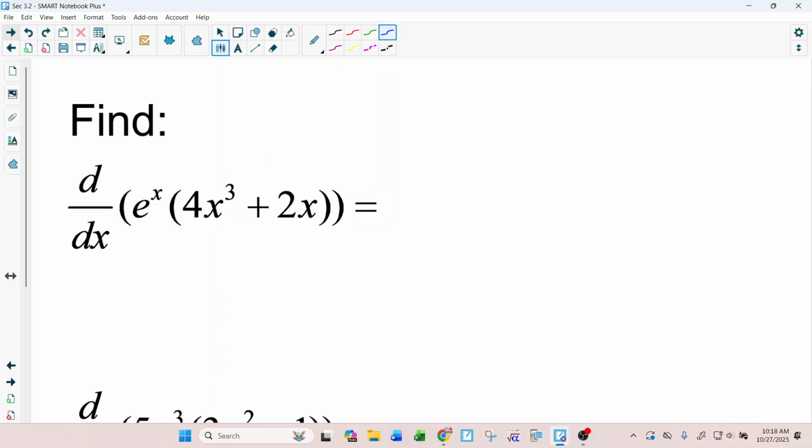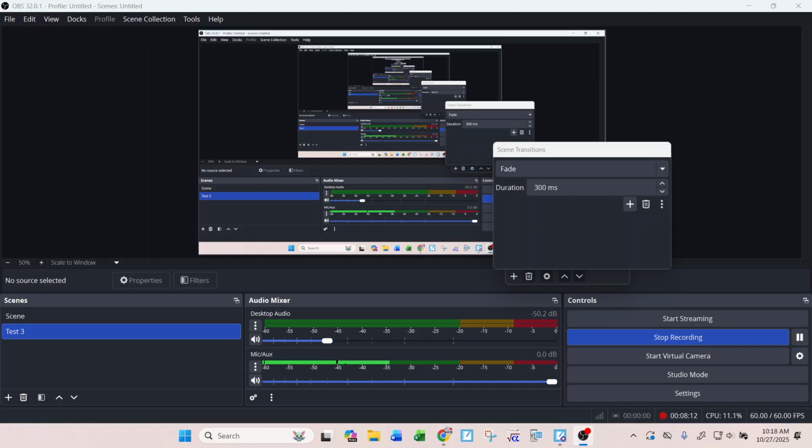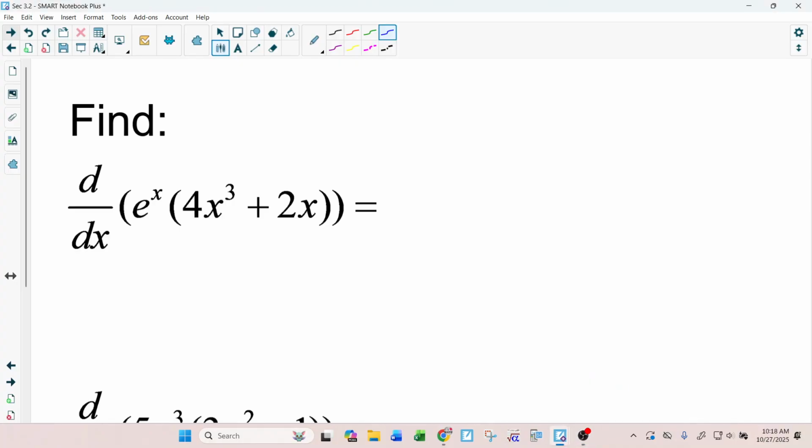e to the x times 4x cubed plus 2x. See if you can do the product rule. Derivative of the first times the second plus the first times derivative of the second. Don't you have to leave e to the x the same? What do you mean? No, what do you mean by that? Because, I don't know, I forget what it was last week. Or do I just do x times e? Just leave it e to the x for the derivative.